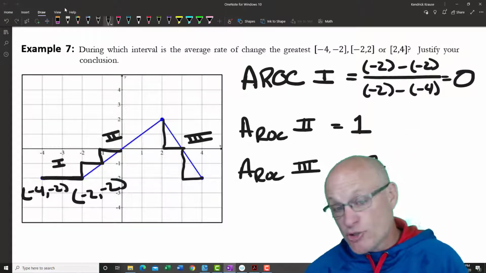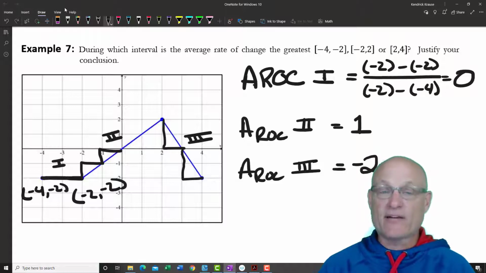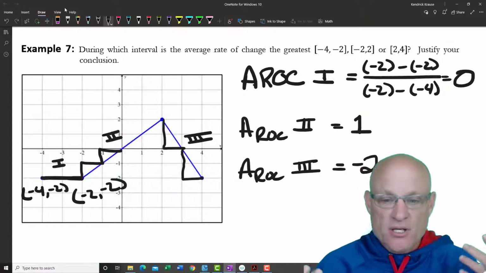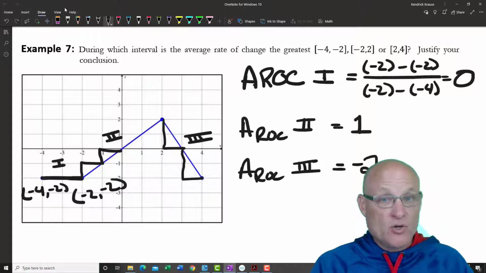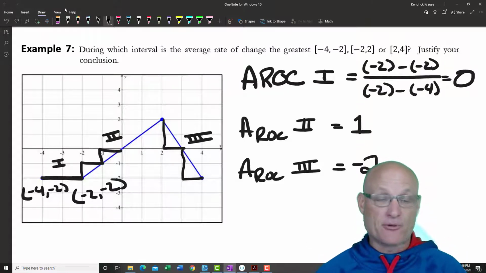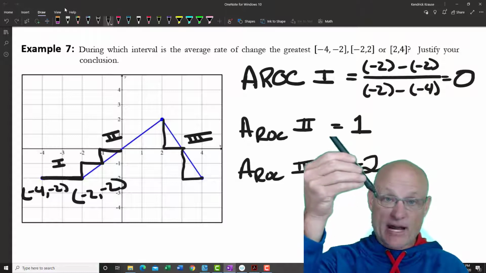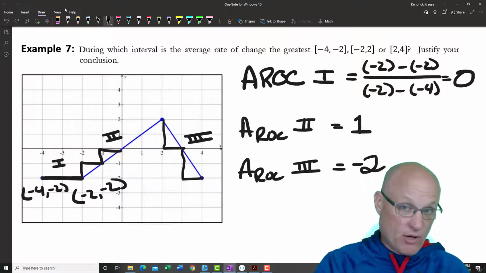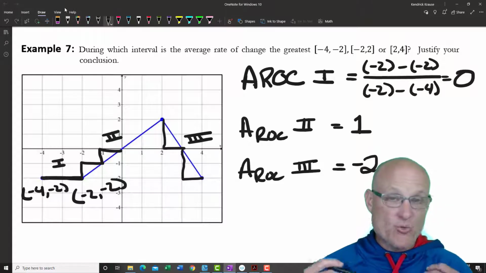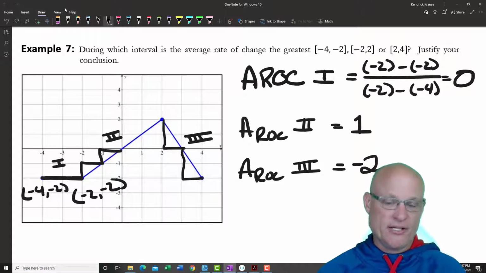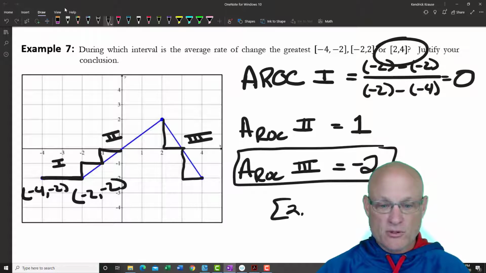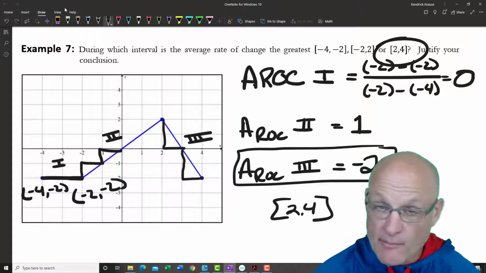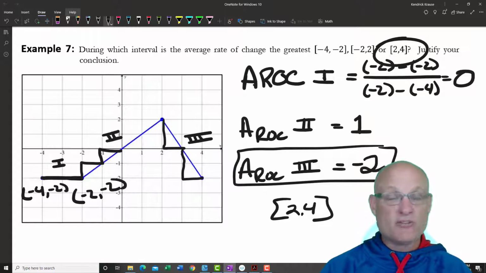Now here's the question. During which interval is the average rate of change the greatest? I want you to remember this: it makes no difference whether it's positive or negative. We just look at the value of the number. For example, if you're on a black diamond skiing, you're going to come down at an average rate of change that's really fast. It's how fast are you changing? So you're really just looking for the number with the largest value. In this case, it's section 3. So the interval from 2 to 4 is where the average rate of change is the largest. Remember that it makes no difference whether it's negative or positive. It's just which one is the largest.